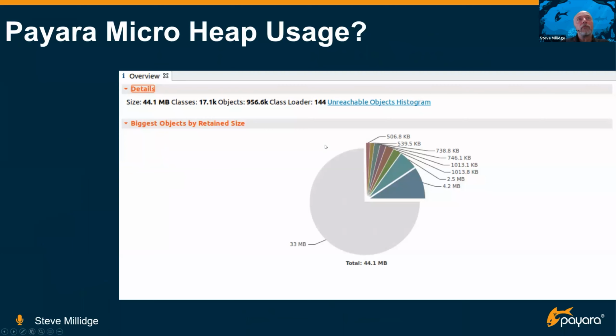This is basically a heap dump from Payara Micro after starting up the Pet Store application. And this has gone through Eclipse Memory Analyzer Toolkit.